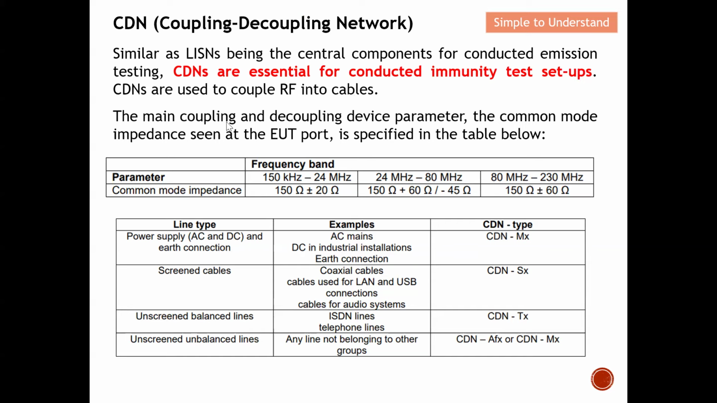The main coupling and decoupling device parameter, the common mode impedance seen at the EUT, is specified in the table below. From here, you can see that it may not be a consistent 150 ohm. You can see that they have plus minus 20, or plus 60, or minus 45, or plus minus 60 ohms here. Different frequencies have different common mode impedance.